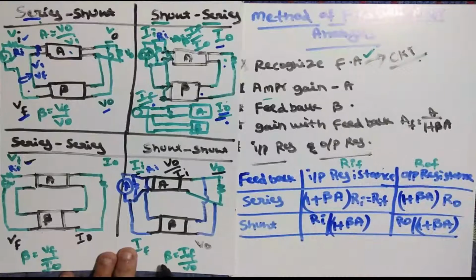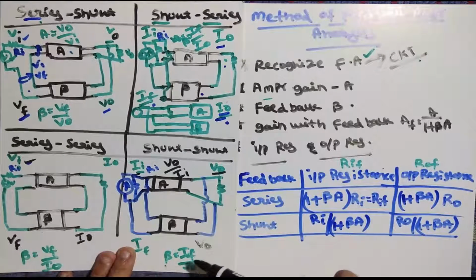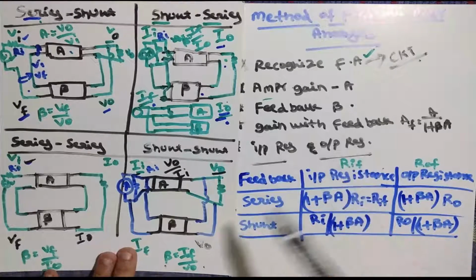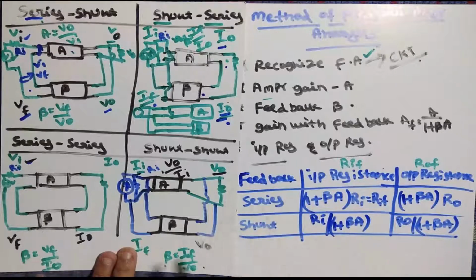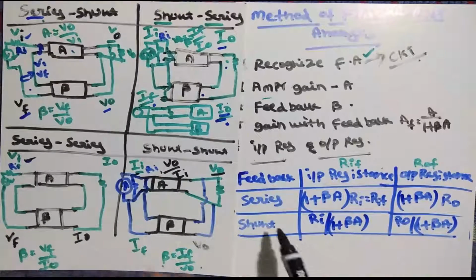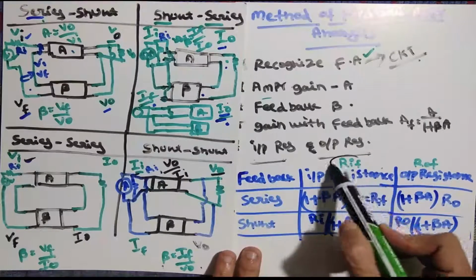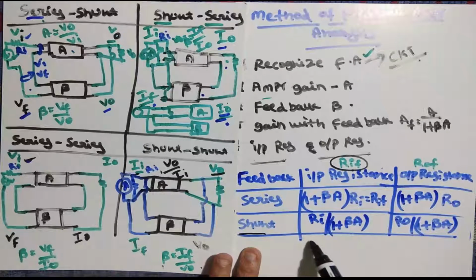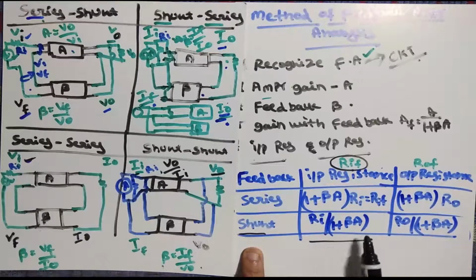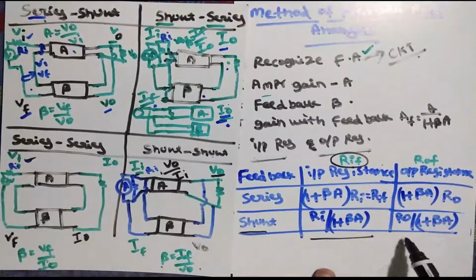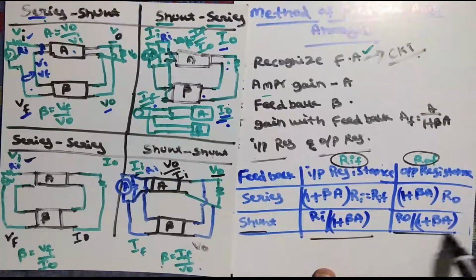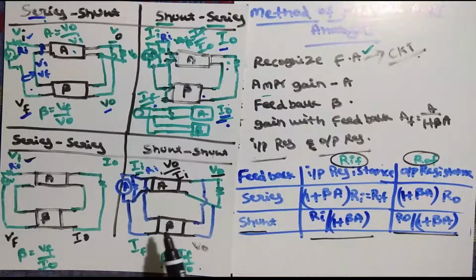Similarly, you have to find the feedback gain, which we already discussed, IF divided by V0. Then you go for the gain with feedback. If you know A and beta, you can find it using this formula. Then for input resistance in shunt, RIF is this one, so you go with the formula Ri divided by (1 plus beta A). Similarly, for shunt output resistance you go for ROF, which is R0 divided by (1 plus beta A).